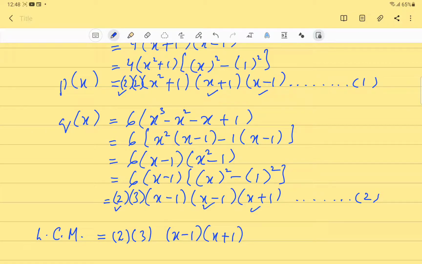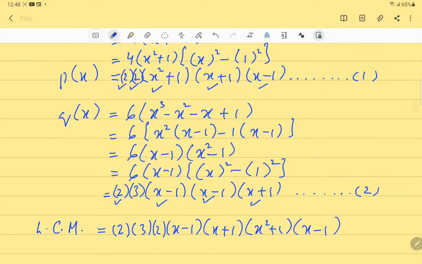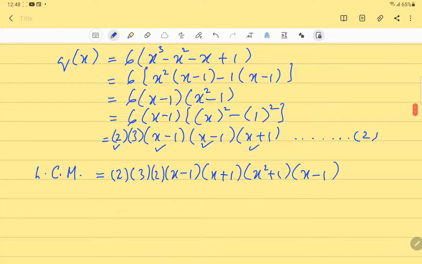Okay, so 2 into 3, x minus 1 into x plus 1. Now what is left there? This x squared plus 2 is left in the first one, and x minus 1 is left in the second one, and one digit is left here, which is 2. We have to bring it here. Now we simplify it. 2 into 3 into 2 is 12.